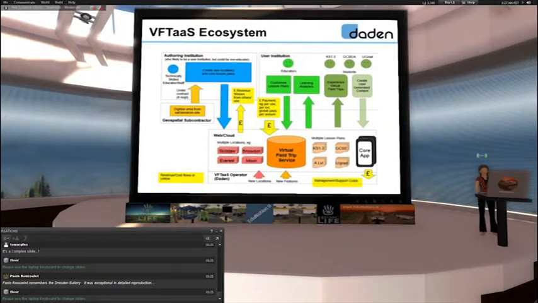And the most important part of it, I think, from Daden's perspective, the company's perspective, and I'm sure from other institutions' perspective, is what will be the financial flow, who will be paying for it, and if they put this application within this virtual field trip service, then what do they get back from it?